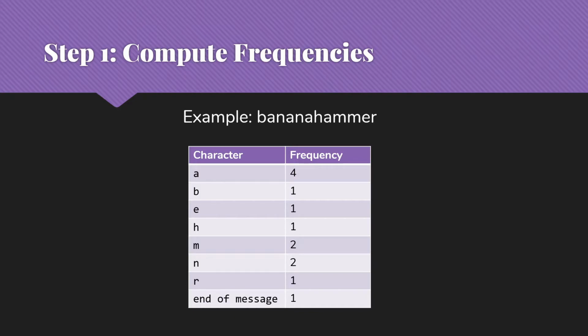So I have here a simple little message, banana hammer. And the first step is going to be to compute the frequencies for all of the characters that appear in our message. So we have 4 A's, 1 B, one E, one H, two M's, two N's, one R. And then I've also added an end of message because we do need some way to recognize that we've hit the end of our file.